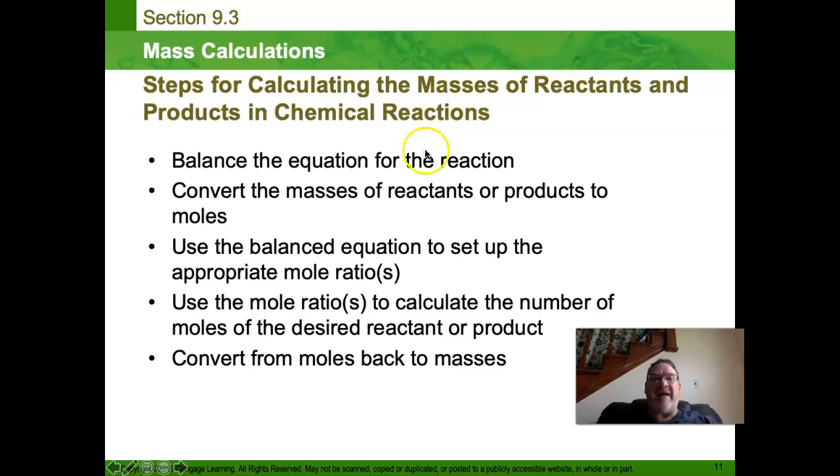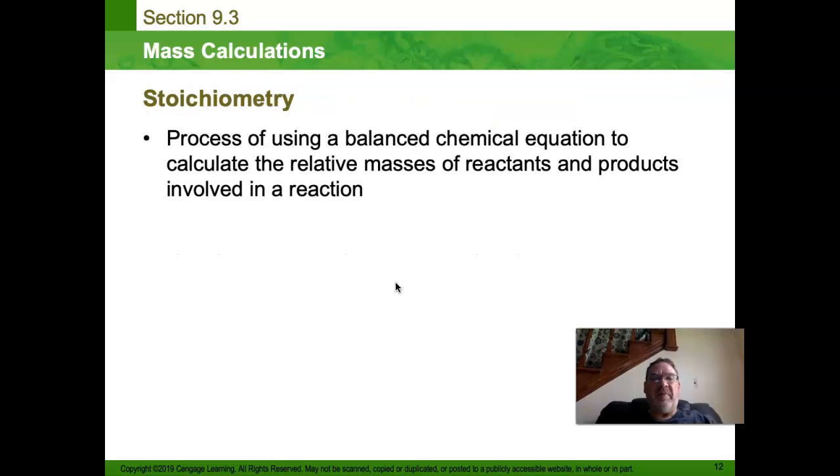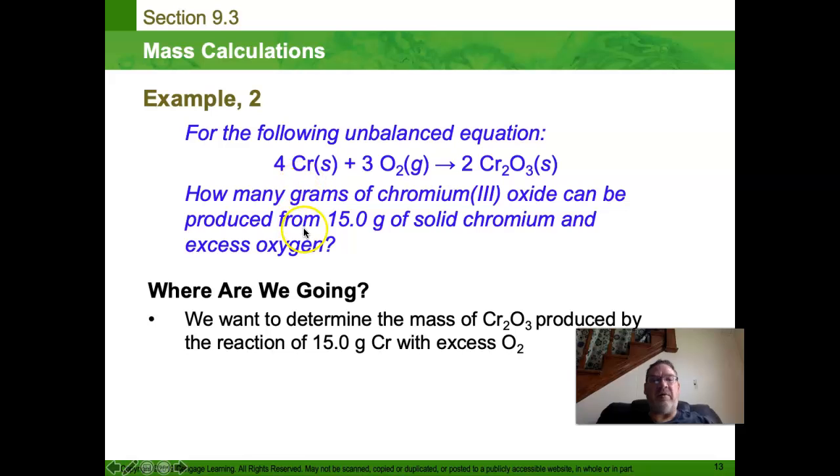If we include masses in here, the only thing that we're going to do with the step is add in our molar masses. And that's stoichiometry. So here's our problem. And again, this is a balanced equation now. The chromium plus oxygen to form the chromium oxide. We start with 15 grams of chromium. We want to find out how many grams of the chromium oxide gets produced.